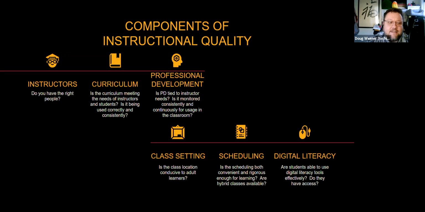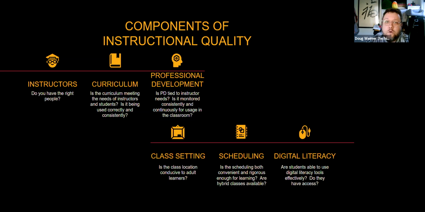The class setting, is the class location conducive to adult learners? My very first adjunct ESL class was in a kindergarten classroom. Kindergarten. Okay, these were adults. They worked all day. There were a lot of day laborers in my ESL class. And then at 6 o'clock at night, they're going to go to a kindergarten classroom and sit in tiny little chairs and expect to learn English. I would argue that's something that's not conducive to learning. And that was something that was affecting the quality of instruction. It had nothing to do with me or the curriculum. It had to do with the actual class setting.